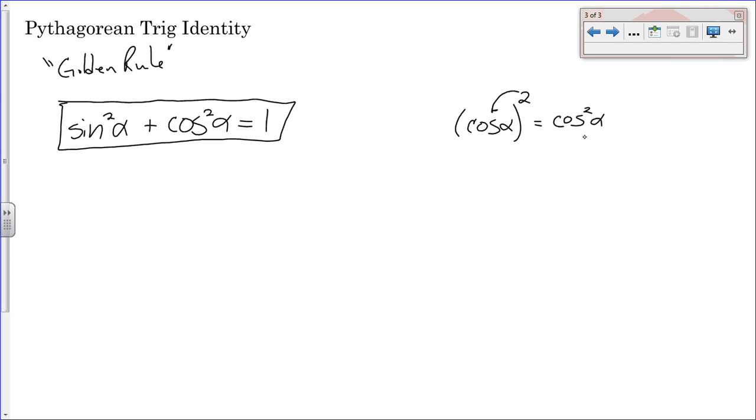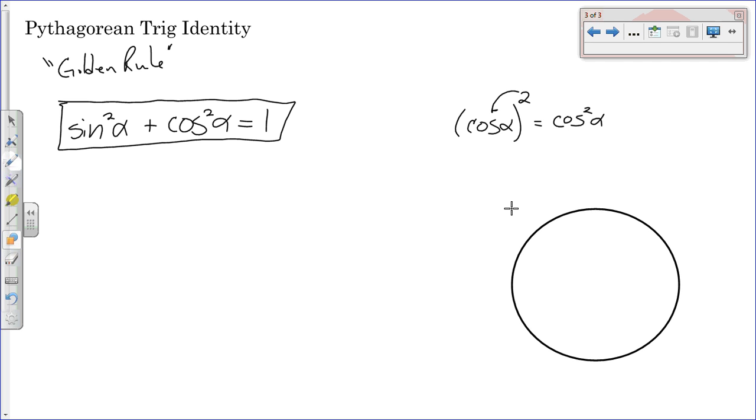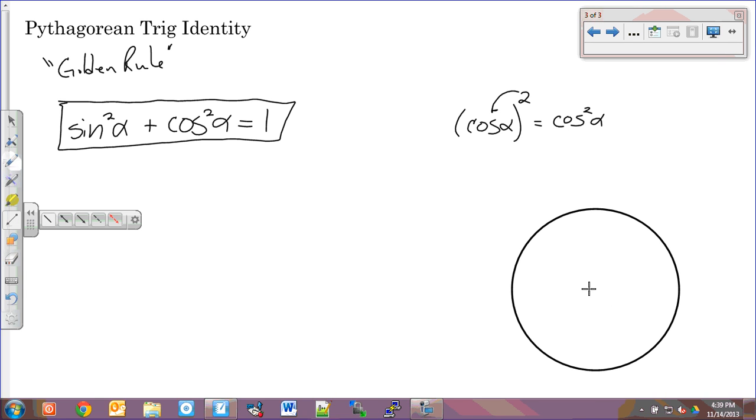So don't get it confused. When you see sine squared alpha plus cosine squared alpha, you're going to take the sine of your angle and square it and add it to the cosine of your angle squared. And if you're wondering how we know this, let me give you a visual. Here we have a circle, or at least as close to a circle as I'm going to get it. Go from the center.